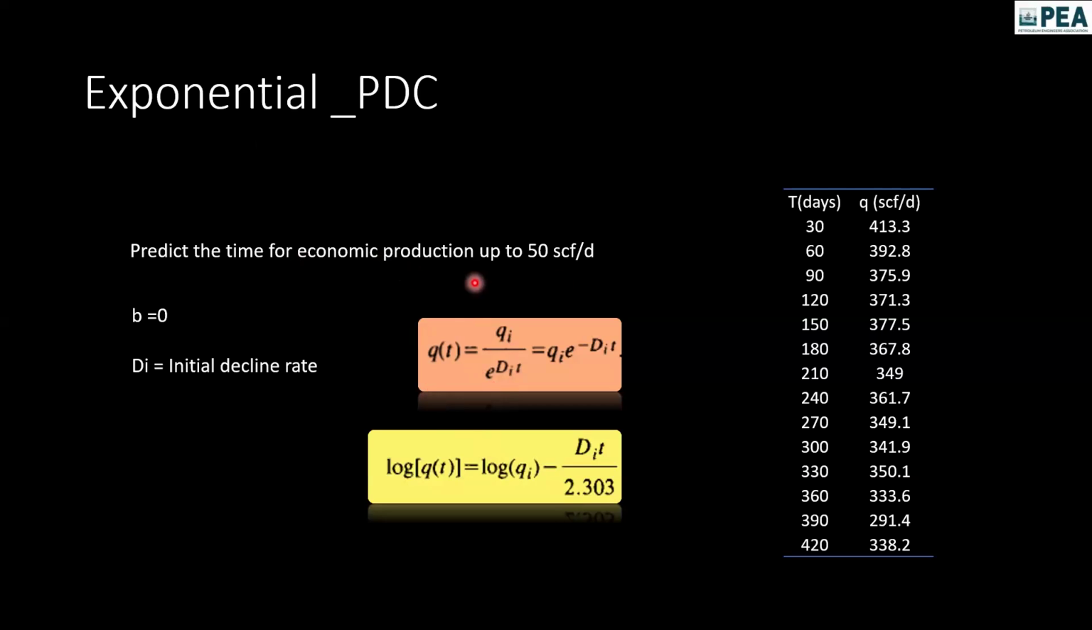And the predicted time of economic production is up to 50 standard cubic feet per day. It means you can see that production is declining, but we don't know at what time it is going to reach 50 standard cubic feet per day. So that is the one which we are going to estimate today. So this is the second thing that we are going to do.